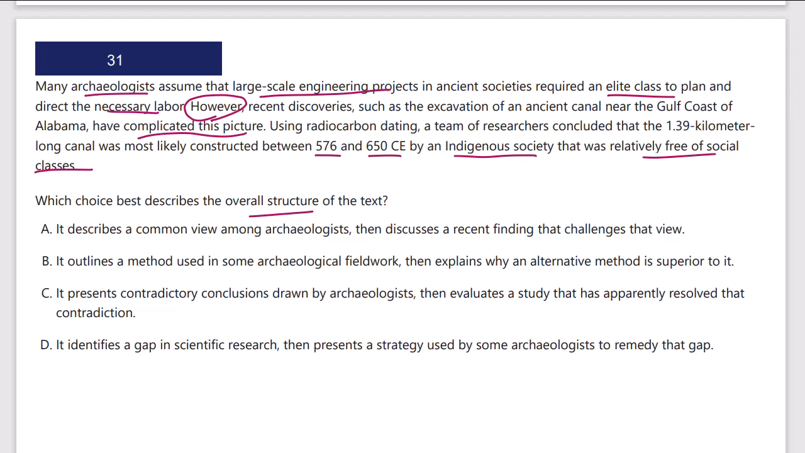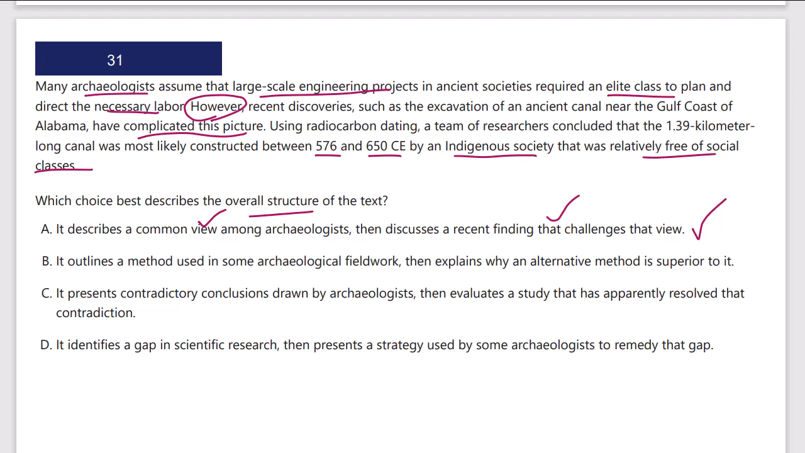So, A, it describes a common view. Well, let's think what's the function here. The function is to say or point out that you don't need tiered elite structures in society to get big projects done, given the example. So, A, it describes a common view among archaeologists. Yes, that apparently is the case, that they thought you needed an elite class, then discusses a recent finding that challenges that view. This is really good. In fact, that's probably going to be it. Let's just check the others before we circle it.